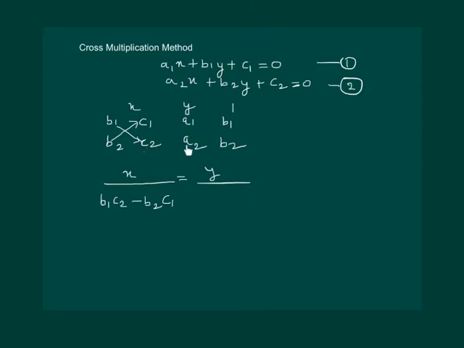consider the next pair, that is under the y values we start with c1 a2 minus c2 a1, and this will be equal to 1 by, consider the next pair, a1 b2 minus a2 b1.